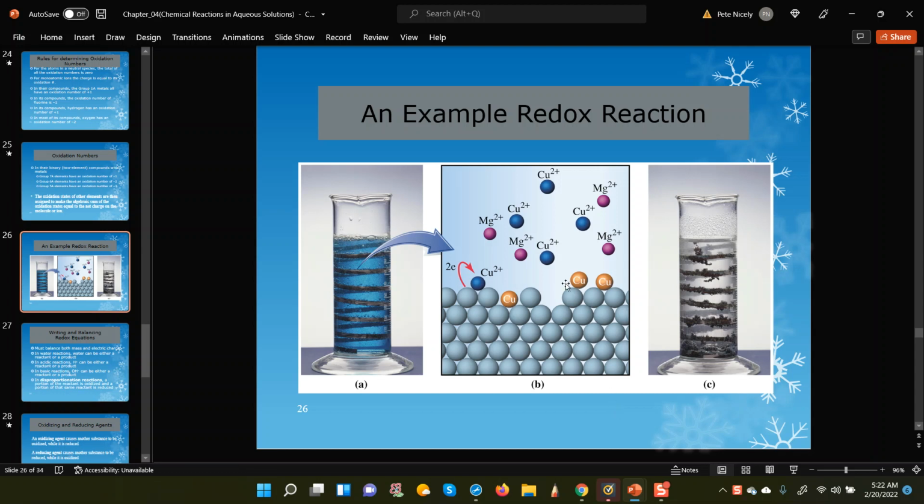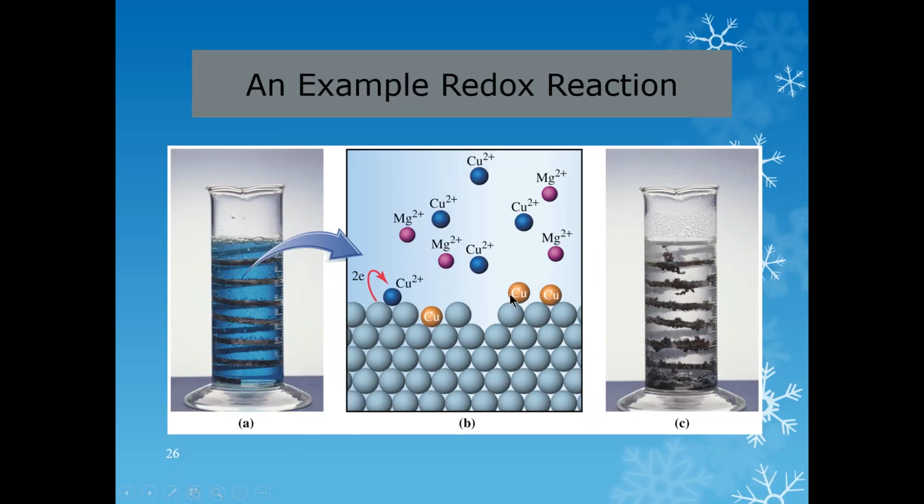Okay, so I want us to look at how we go about balancing a redox equation. But before we do that, I want to point to a simple example of a redox reaction here, just to illustrate some very important concepts and principles that will apply when it comes to balancing redox equations.